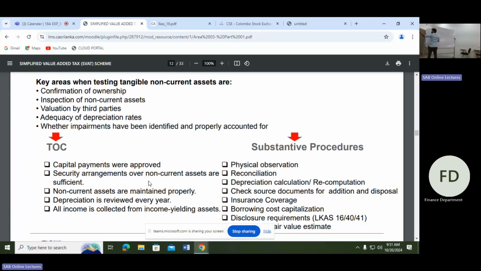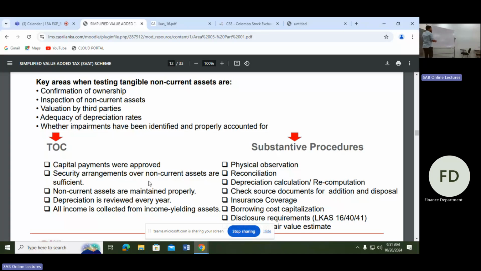So then here we have both procedures. If you are using a non-reliant control approach, forget TOC. You are not doing TOC. This side is optional. Substantive procedures, only substantive procedures. But here, we have two procedures, right?